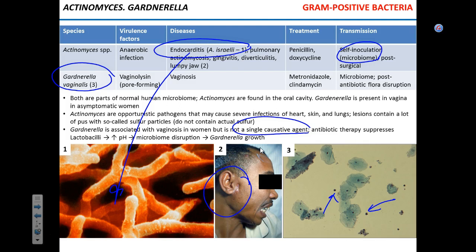Does that make sense? Now, treatment with antibiotics often leads to disruption of the microbiome. Gardnerella starts to replicate, and at the same time, vaginosis ensues. So the question is, does vaginosis happen because of the Gardnerella infection, or is Gardnerella nothing more than an innocent bystander just showing that there is some kind of abnormality in the vaginal microbiome? We have no answer yet. We don't know. Okay? Does that make sense?